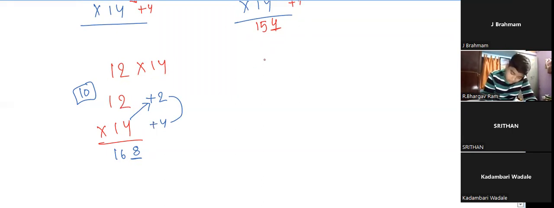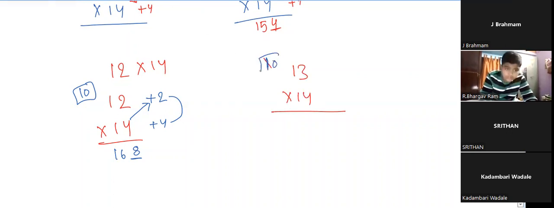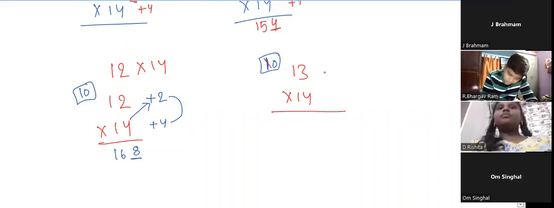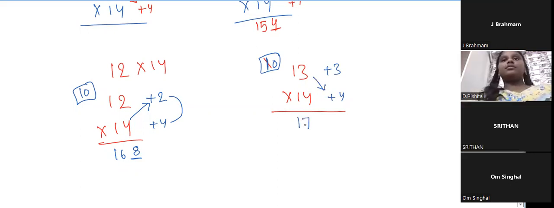Suppose the numbers are 13 into 14. What is the common base here? 10. 10 is the common base. How much is extra? Plus 3, plus 4. 13 plus 4 is 17. After that, we need to reserve how many positions? One position should be filled with 3 into 4, that is 12.